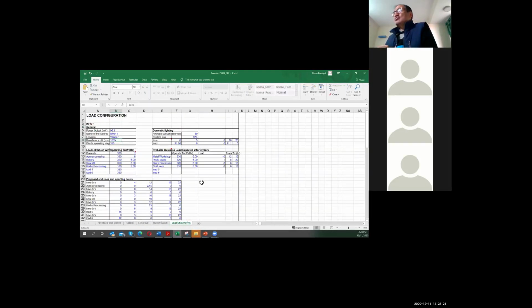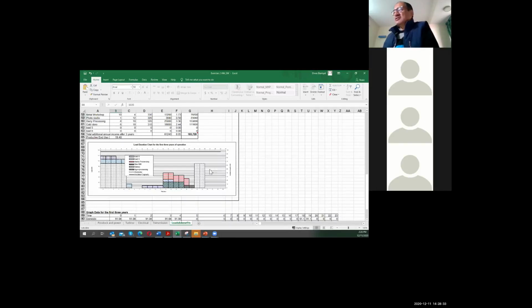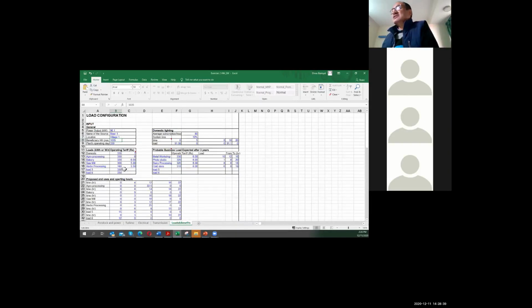And also I would like to quickly explain to you the loads. How do you calculate the demand? Like in my presentation earlier, I showed you this load curve for an isolated system. This load curve was arrived at based on certain parameters.